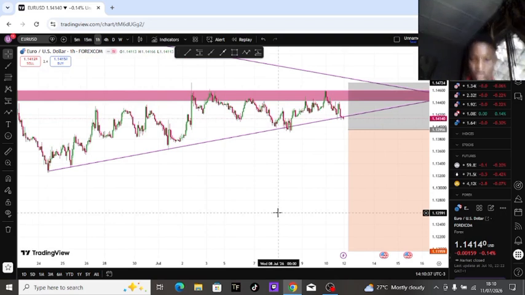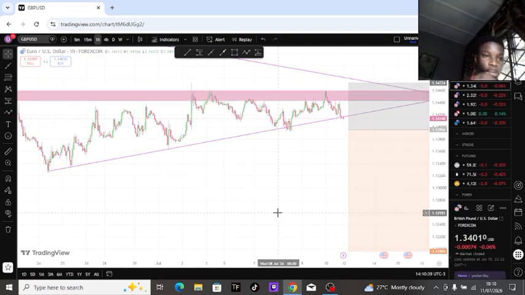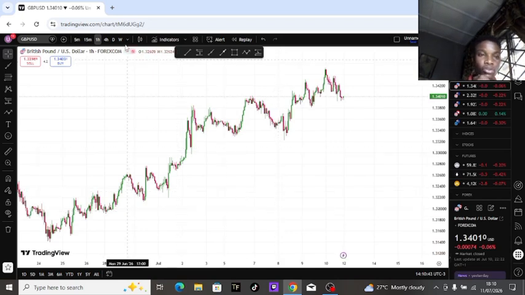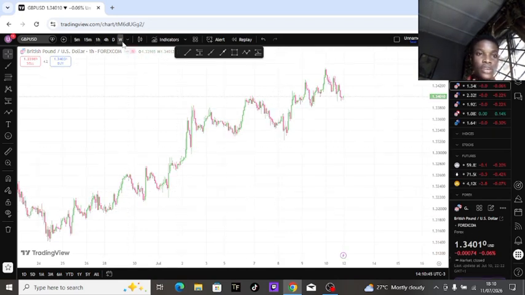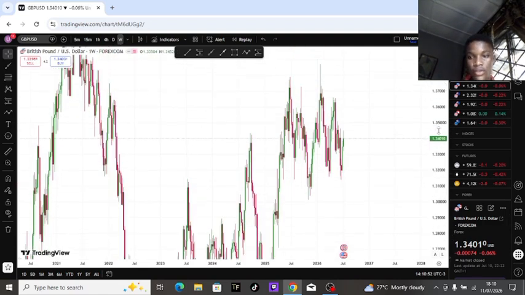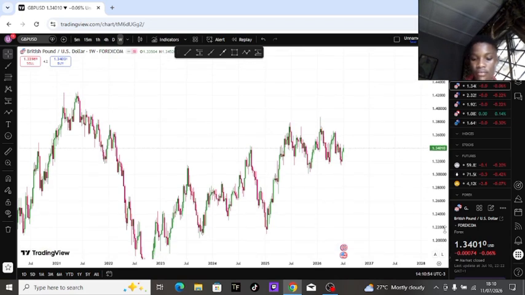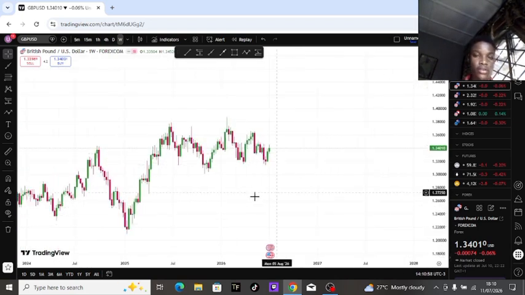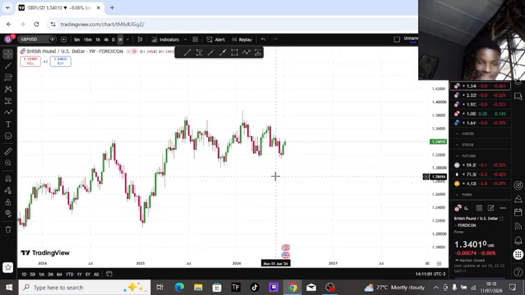Then the next pair we are going to check is GBPUSD. On GBPUSD, go to the weekly time frame. Let's see what we have there. Weekly time frame. Okay, this is crazy. Just want to see, but I think we should be having a push this week to the upside.